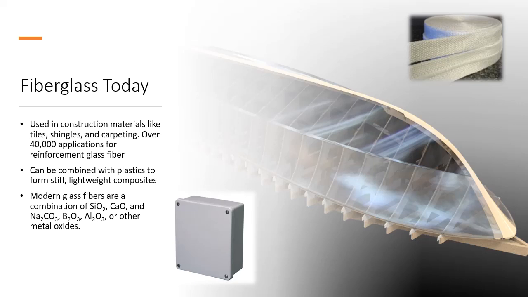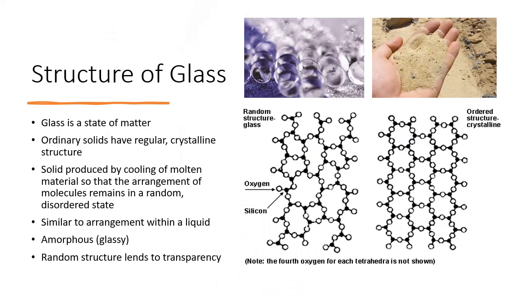It can also be combined with thermosetting plastics to form stiff, lightweight composites, as in the case of boats and automobiles. Modern glass is a combination of silicon oxide, calcium oxide, and other metal oxides such as sodium, boron, or aluminum. So glass is actually a state of solid matter.